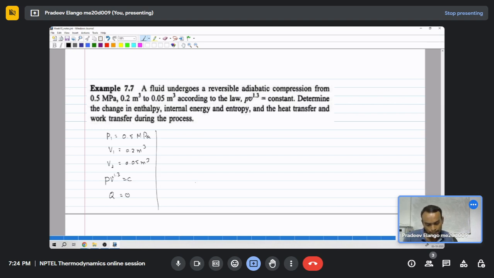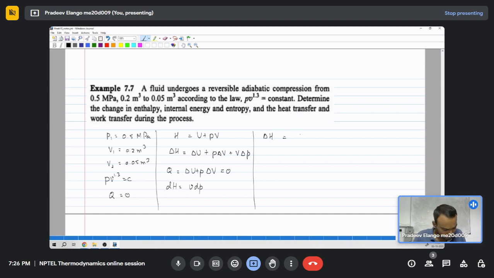Now, to find the change in enthalpy, we have delta H is H2 minus H1. We know H is U plus PV, and delta H should be delta U plus P delta V plus V delta P. Now we know Q is given by delta U plus P delta V, so that means this is 0 since Q is 0. So delta H will be left with only V into delta P. That should be written carefully. So dH is given by V into dP. Now we have to integrate to get the actual delta H. Delta H is equal to the integral of V dP.